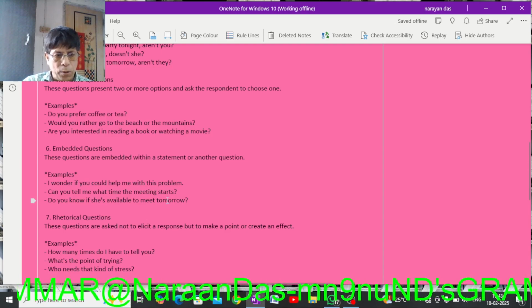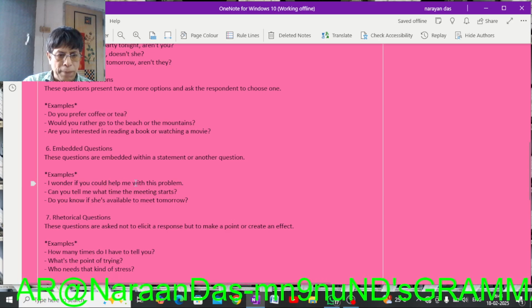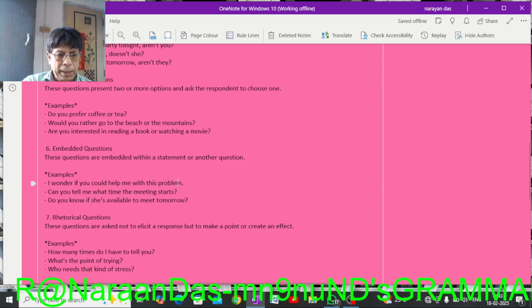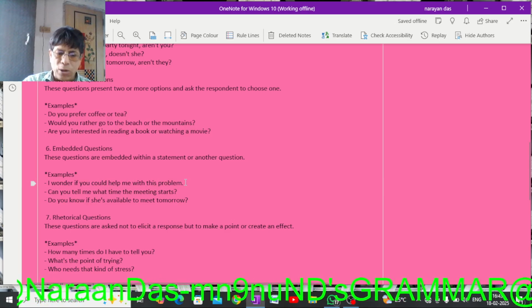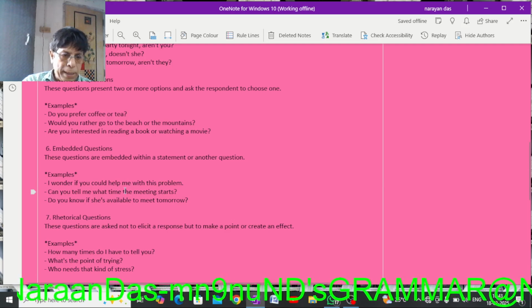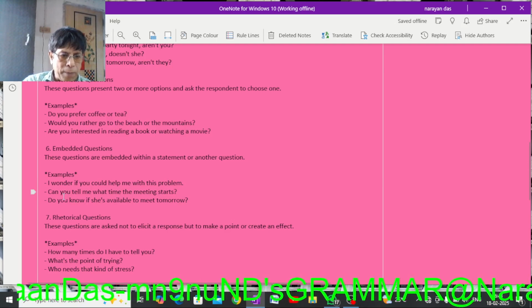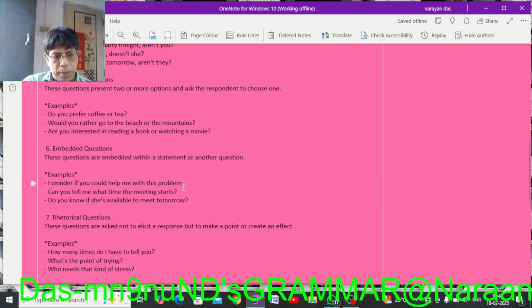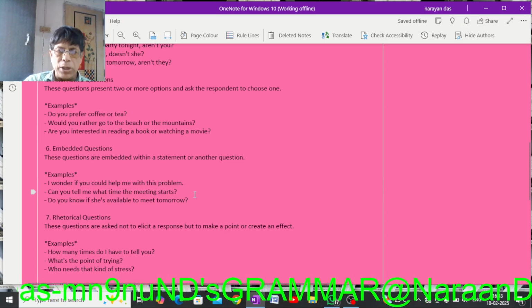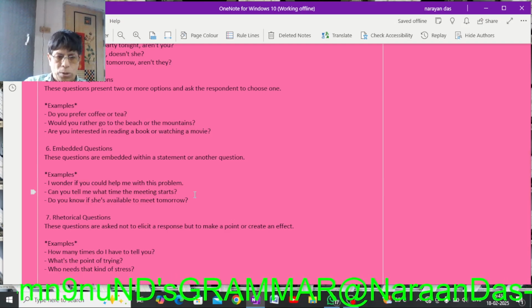Students, please follow that. The first one, I wonder if you could help me with this problem. This is completely a statement, that is why the interrogative mark has not been used. But in the second one, can you and do you, here the helping verbs are before the subject and they are in pure interrogative format. That is why the mark of interrogation has been used.